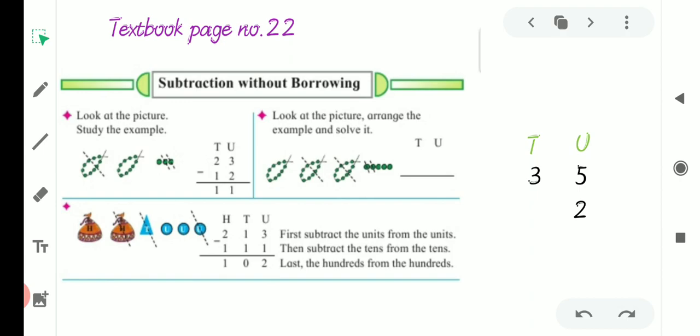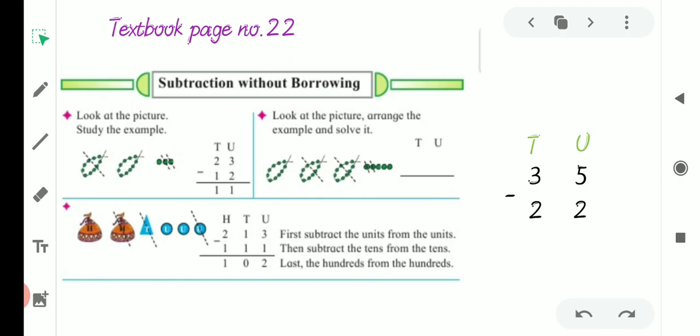Now look in the tens place. 3 strings of beads are given. From that, 2 strings are cancelled. Okay, so you will write 2 over there. Why? Because we have to write the cancelled beads below the total beads. So now you have to minus the cancelled beads from the total beads.